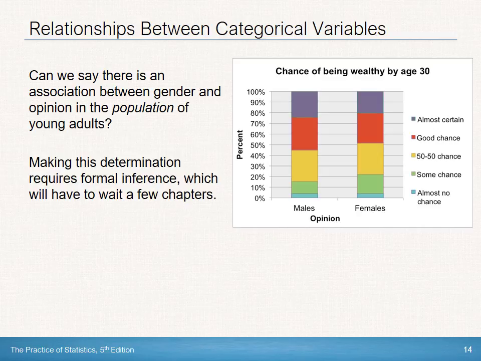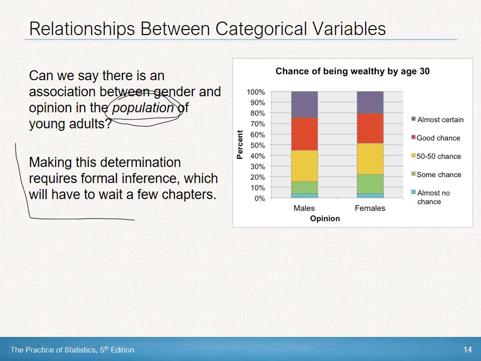Okay, so this table makes it easier to compare. The question says, can we say that there is an association between gender and opinion in the population, that's a really important word there, of young adults? So they're not asking us in these samples, is there a relationship? Because looking at the samples, it looks pretty similar. It looks like all of our segments are different colors for the males, closely matches the females. We can kind of see that some chance is a little bit bigger in the females and almost certain is a little bit smaller in the females. But we can make determinations of the two groups in our sample from this chart.